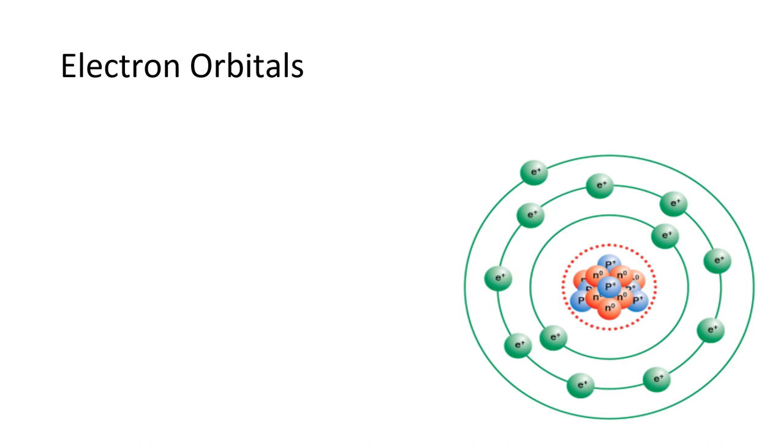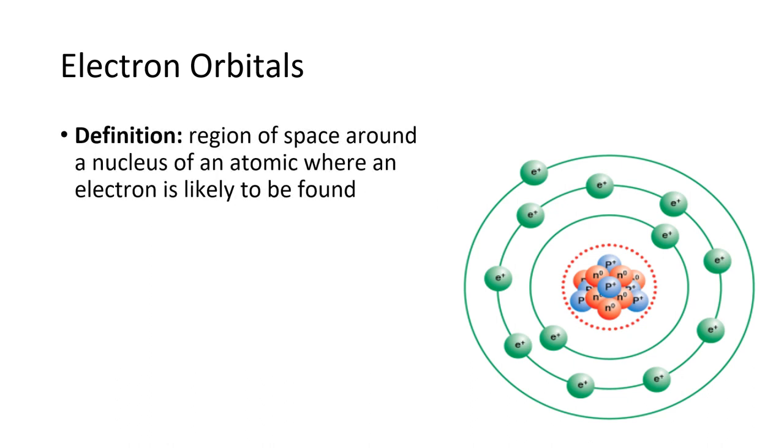So what is an electron orbital? It is a region of space around a nucleus of an atom where an electron is most likely to be found. So that right there to the right is a Bohr model. You have your nucleus in the middle, then your electrons in these orbitals that are found around it.